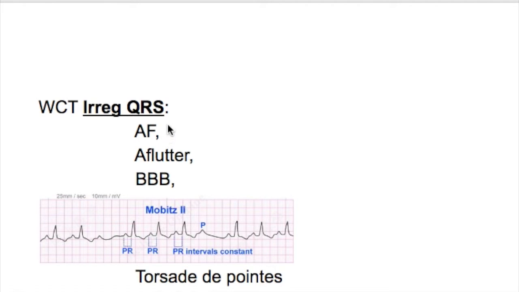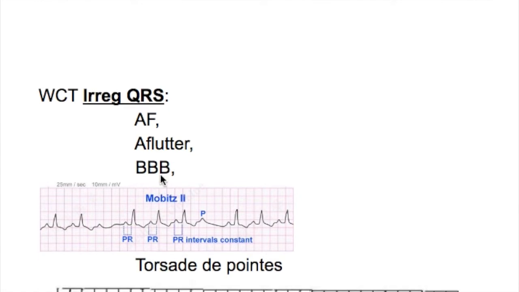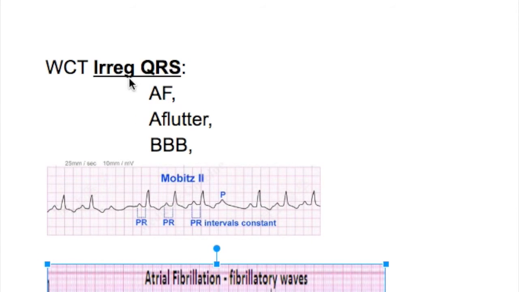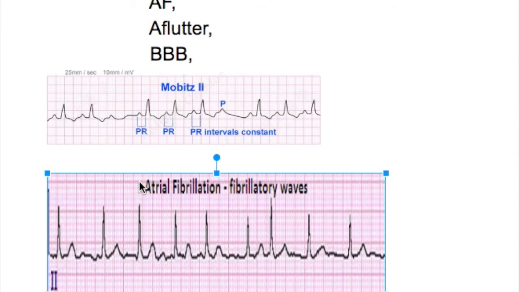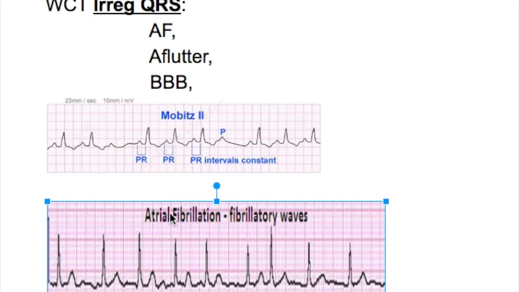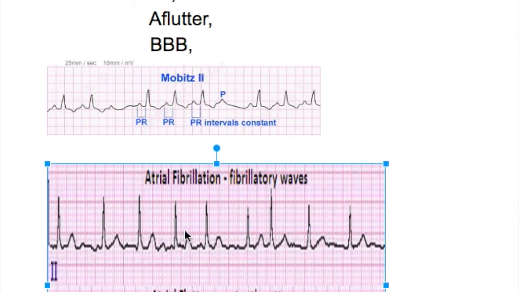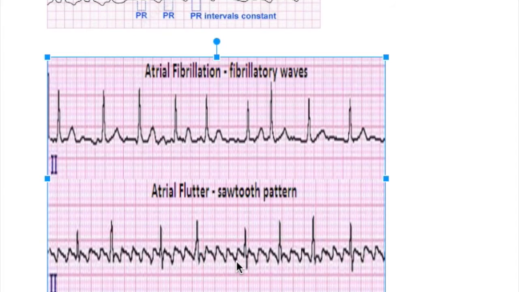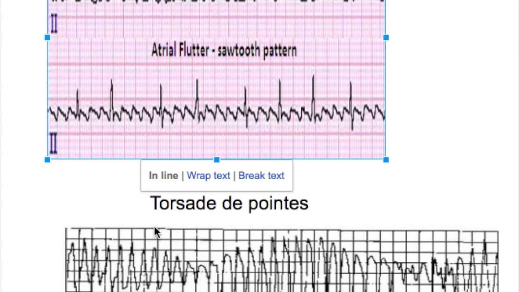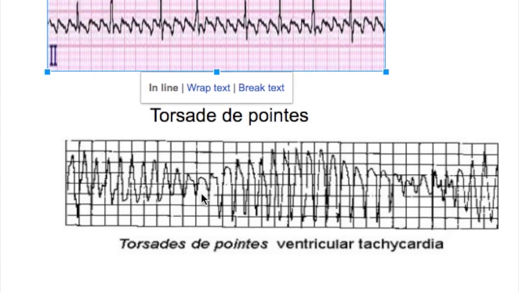Then when we come to the wide complex tachycardia with an irregular QRS, what are the causes of that? Atrial fibrillation, flutter, and bundle branch block. So these are the causes of wide irregular QRS: atrial fibrillation, atrial flutter and bundle branch block. Remember when we discussed earlier that atrial fibrillation and flutter cause narrow QRS, but if there is an aberrancy or block, then it causes a wide QRS complex. The other cause of the wide QRS is torsades de pointes. We'll discuss it later.